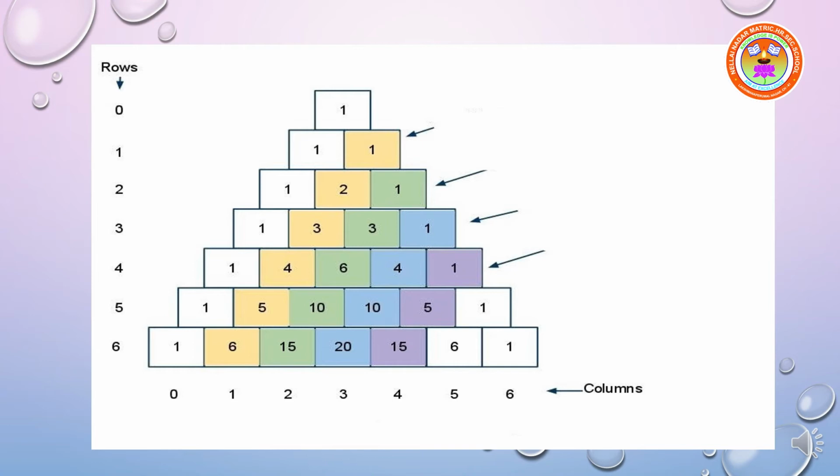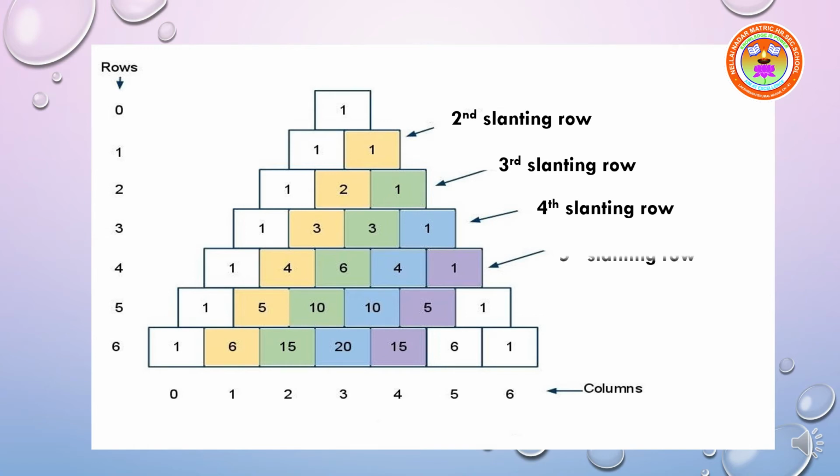Now there are slanting rows in this Pascal's triangle. The second slanting row, the one which is marked in light sandal color, is 1, 2, 3, 4, 5, 6. The third slanting row is 1, 3, 6, 10, 15. The fourth slanting row is 1, 4, 10, 20. And the fifth slanting row is 1, 5, 15. So it goes on like this. Children, did you understand how Pascal's triangle is got?